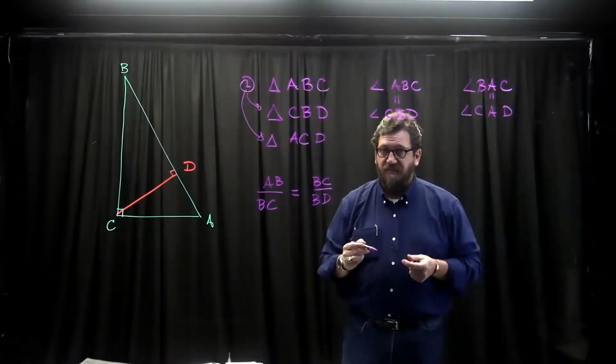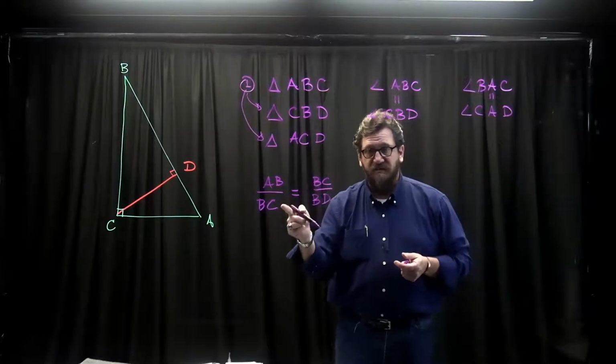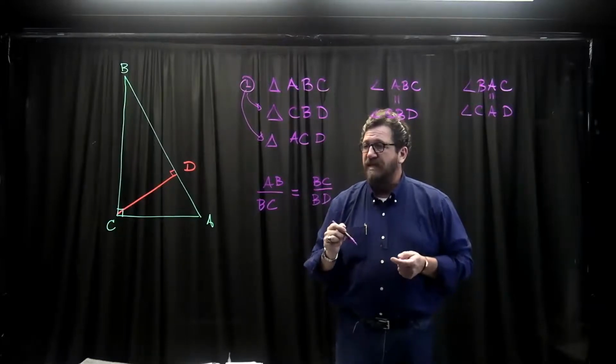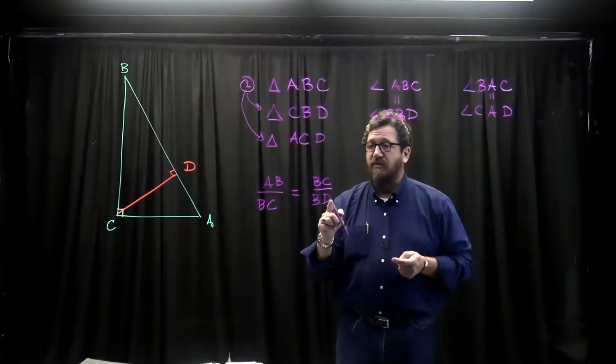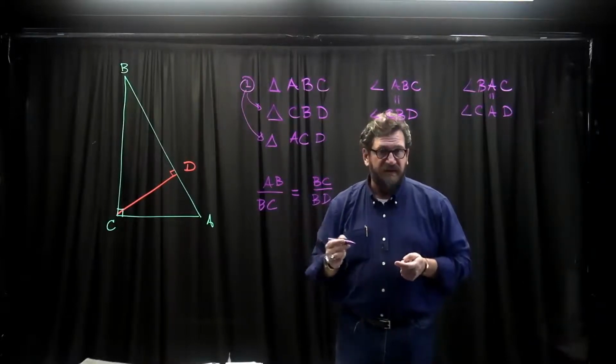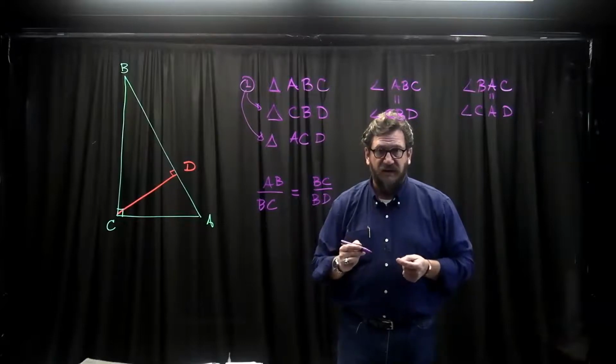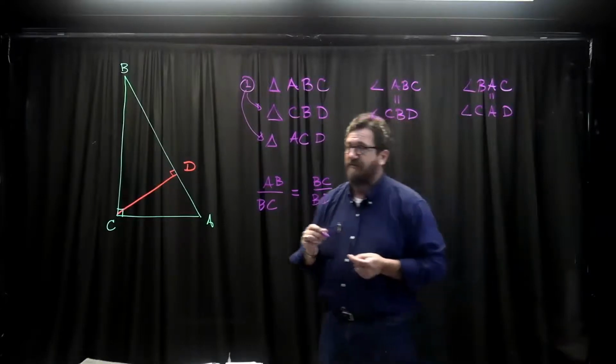Interesting, but the interesting part about it is I have BC in two spots. That means that AB times BD must be equal to BC squared. That's interesting, but not as interesting as I want to get. Here's the one I'm really after.